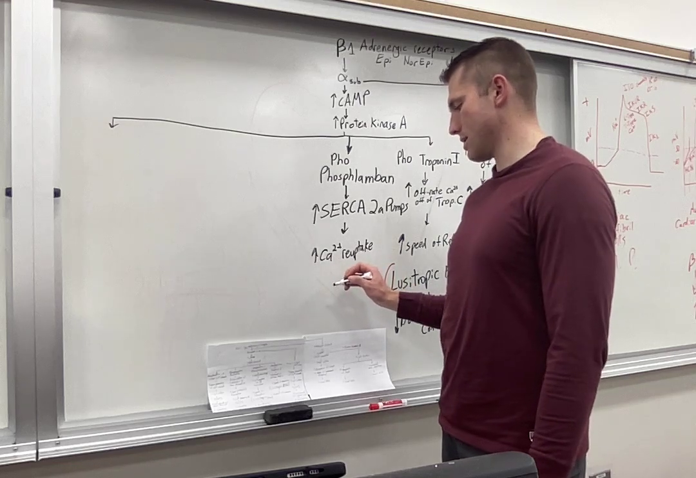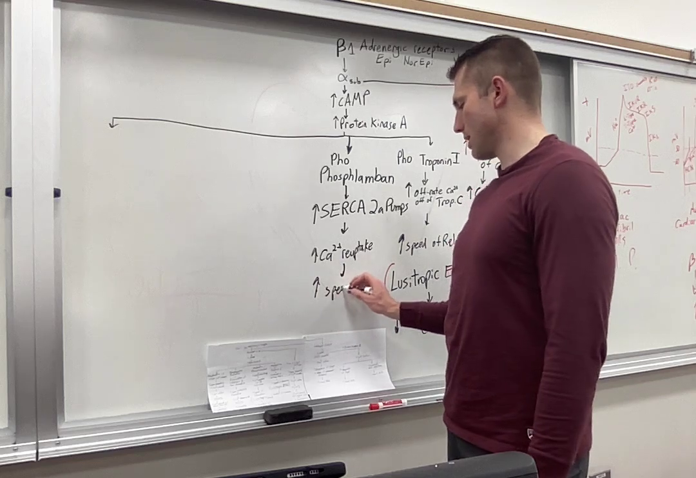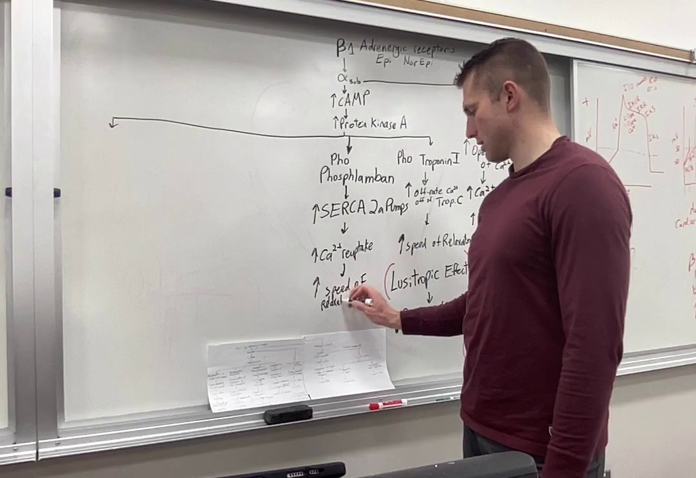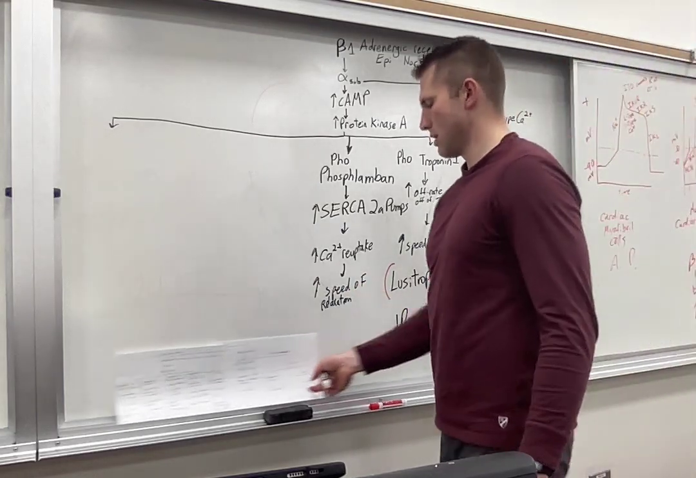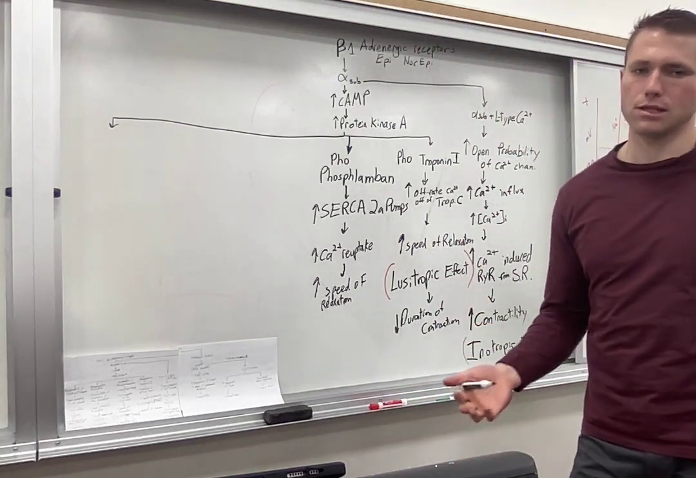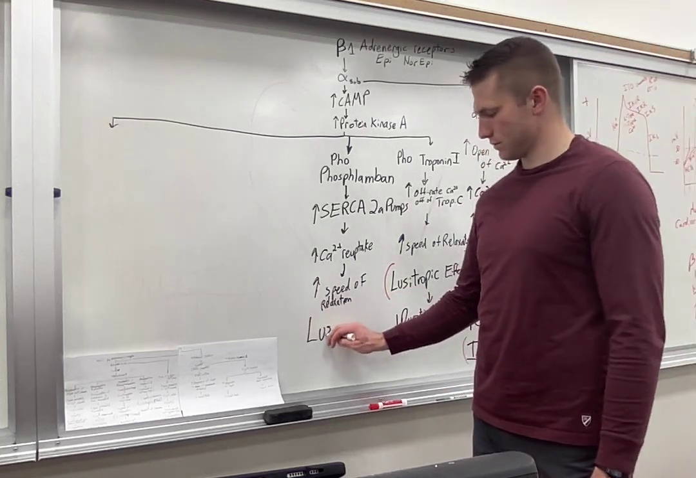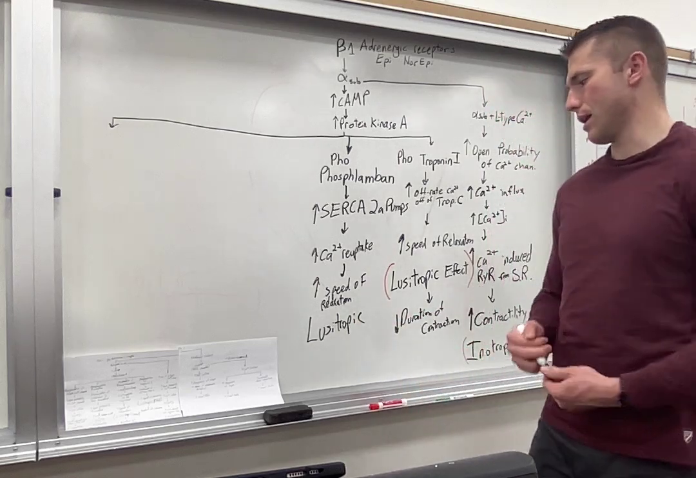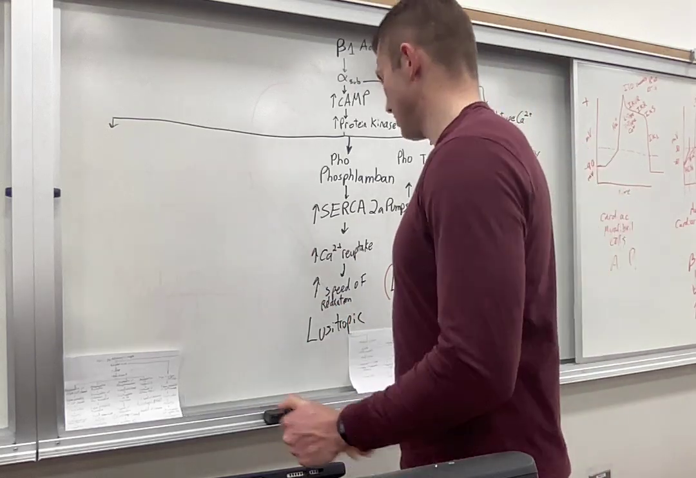And that causes an increase in the speed of relaxation. Well, what did we call that here? Lusitropic effect. You can think of it like if it's relaxing faster, it's getting loose faster. So lusitropic effect. That's what's going to happen here. Lusitropic effect.